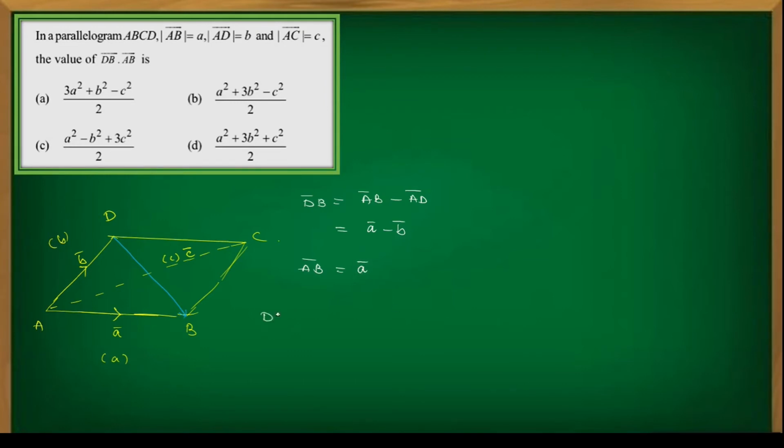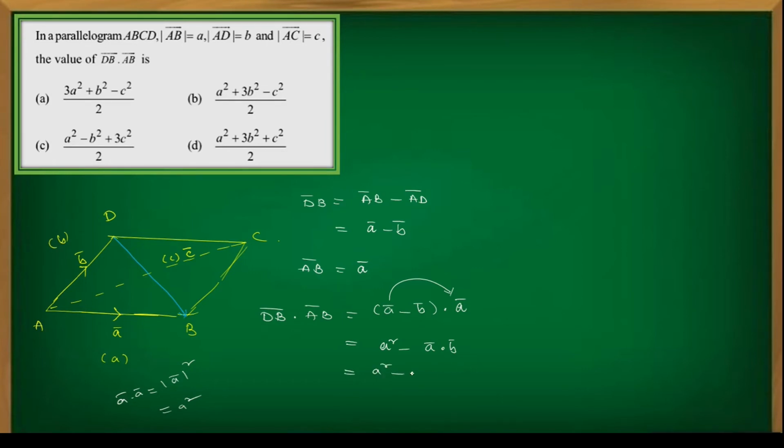Now we want DB bar dot AB bar, which is A bar minus B bar dot A bar. So A bar dot A bar, what is A bar dot A bar? I told you just now, it seems to be a very simple thing: the length of A bar whole square, which is A square. So I'll write A square, minus A bar dot B bar. Now this A bar dot B bar you have to express using only lengths.